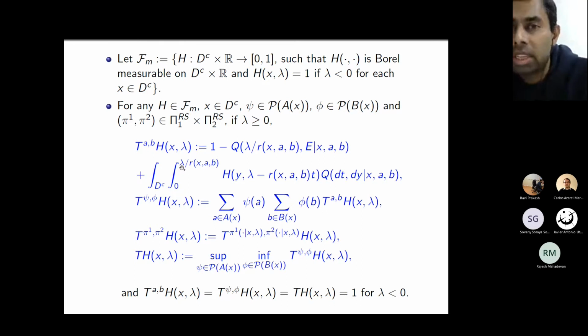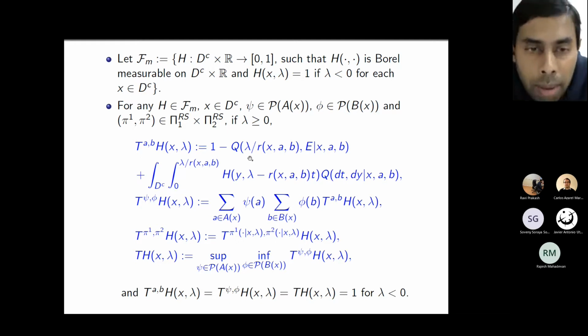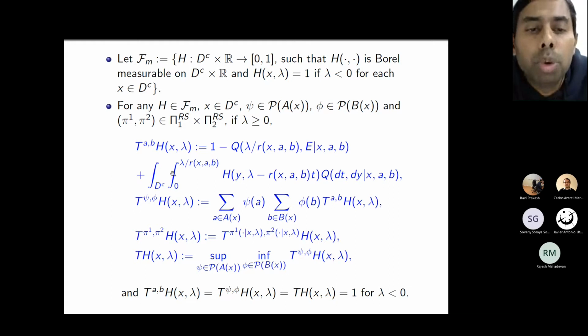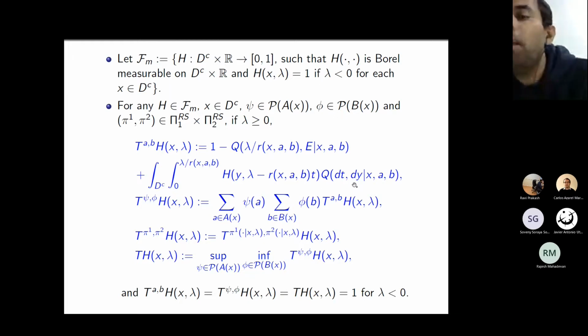Fine. But now if the jump does not happen after that, but if it happens before that time, then there are two cases. If the new state falls in D, then okay, you have jumped before time lambda times Rxab. That means you have not accumulated the reward lambda. So if you jump to D, then the process ends there, because the system has failed and you have not been able to achieve your goal, which is lambda.